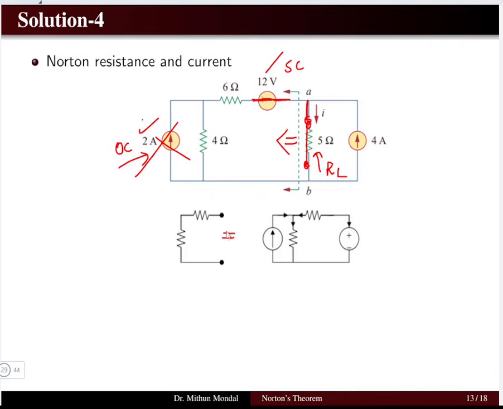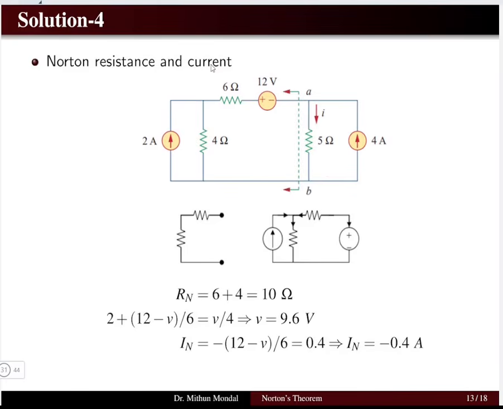So if we are seeing from this end to find the R Norton, we have 6 ohm and 4 ohm which are in series with each other. So we will be able to determine the R Norton as 6 plus 4, that is 10 ohms. So you have a 6 and 4, and that combination will give 10 ohms as the R Norton.